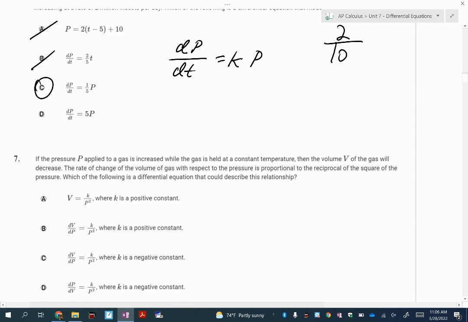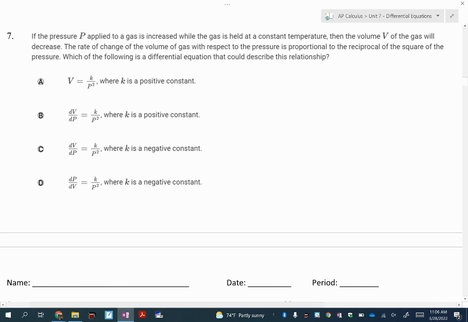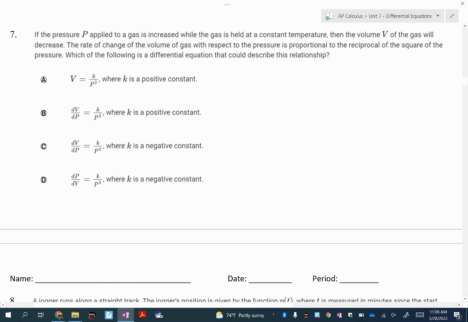Let's do 7. We have a pressure P applied to a gas. If it is increased while the gas is held at a constant temperature, then the volume V of the gas will decrease. So that is what we call an inverse relationship. And the rate of change of the volume of gas with respect to the pressure, so dV over dP, is proportional to the reciprocal of the square of the pressure, so 1 over pressure squared. And I know I'm going to have a K up there, so 1 times K, so not A and not D. So it looks like it's B or C, which makes sense.